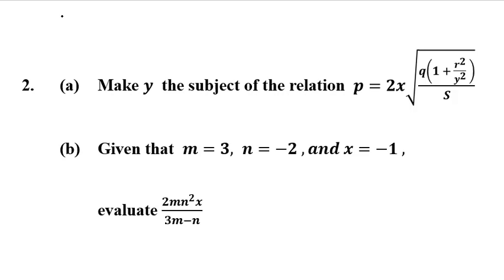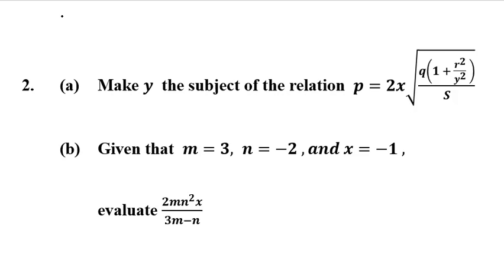For question 2, A, you are to make y the subject of the relation p = 2x√(q(1 + r²/y²)/s). And for B, given that m = 3, n = -2, and s = -1, evaluate 2mn²x / (3m - n).